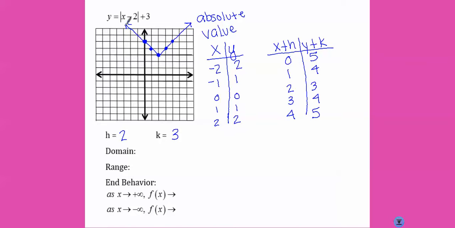Since there's an arrow on the left and an arrow on the right, our domain is negative infinity to infinity. The bottom of our graph is at 3, so our range goes from 3 to infinity. And since both our arrows are pointing up, both our end behaviors are going towards positive infinity.